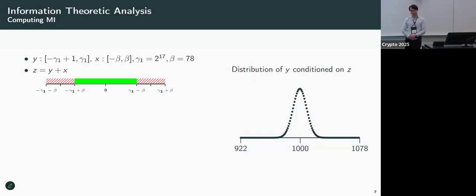Before we go into the details, let's take a brief look at the parameters of MLDSA. For MLDSA, you sample y uniformly at random between roughly plus and minus gamma 1. Gamma 1 is a parameter. And then x follows a sum of uniform distributions, which is close to Gaussian, and it falls between plus and minus beta. For MLDSA 44, gamma 1 is 2 to the power of 17 and beta is 78. Because z equals y plus x, you have all the possible values shown below.